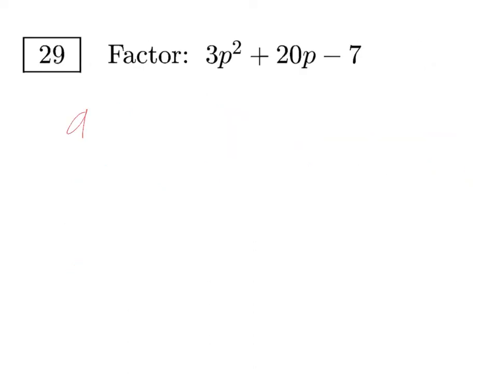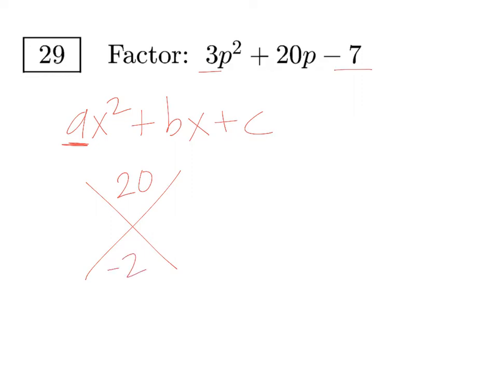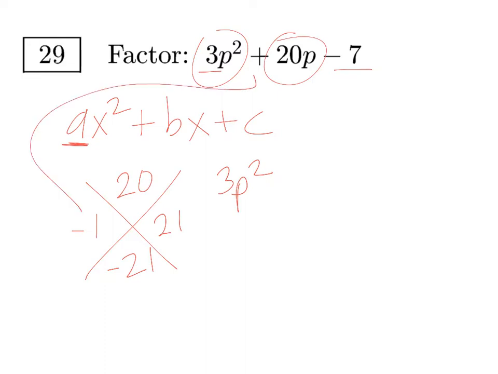Alright, I have an expression of the form ax squared plus bx plus c. In this case, the a value does not equal 1. So I'm going to have to do big X and grouping. Okay, so 20 on top and 3 times negative 7 on the bottom. What two numbers add up to 20, multiply to give me negative 21? It's going to be negative 1 and 21. Okay, so I start off with 3p squared, and I take the middle term and break it up using these two values. So it's going to be minus 1p plus 21p and then minus 7.